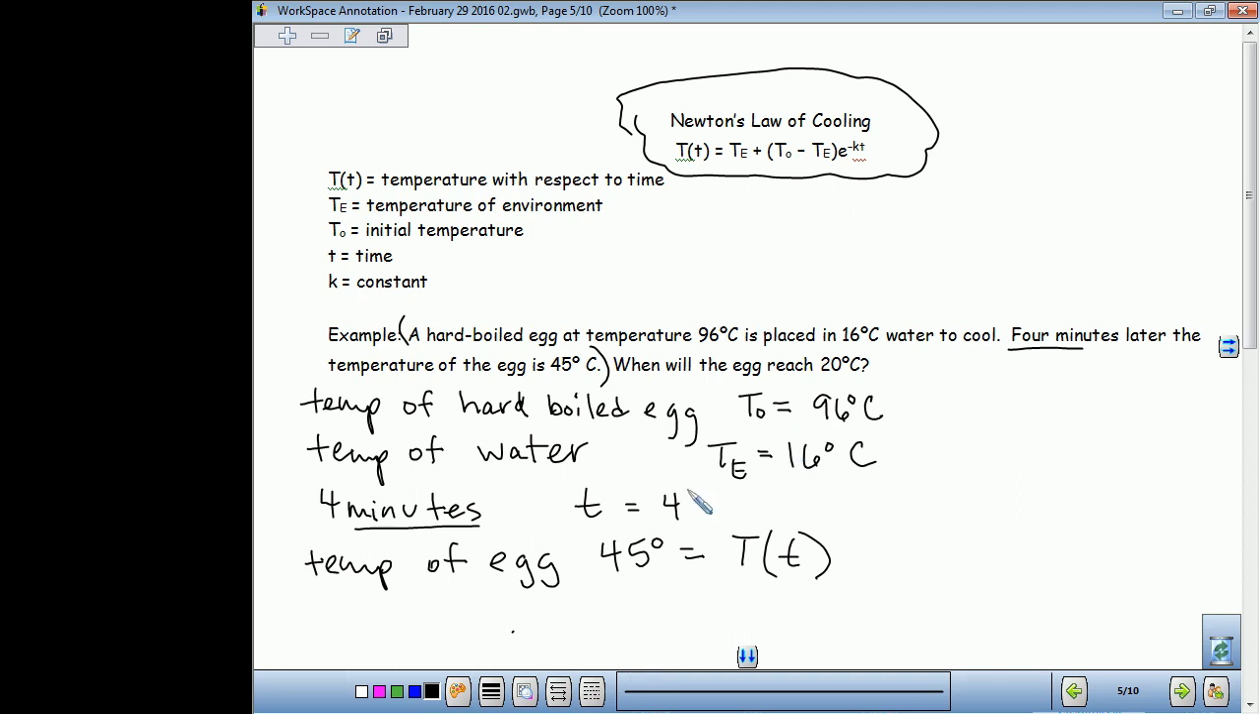So let's take all these numbers and plug them in. Let's see how that looks. So we get 45 equals, because this is the temperature we reach after 4 minutes, 45 equals TE, which is 16, plus T naught minus TE, so that's going to be 96 minus 16, e to the negative k t. And the time that has passed in this situation is 4 minutes.